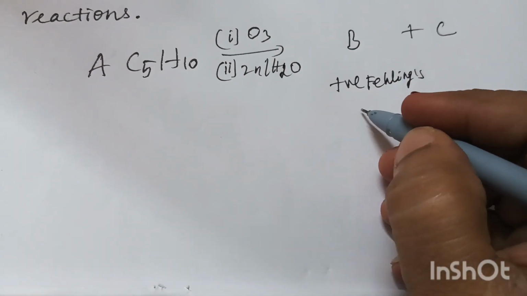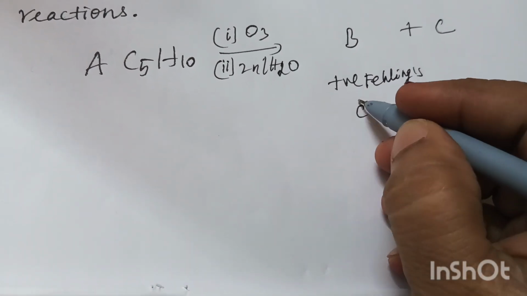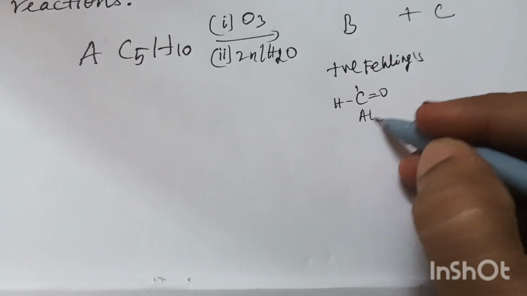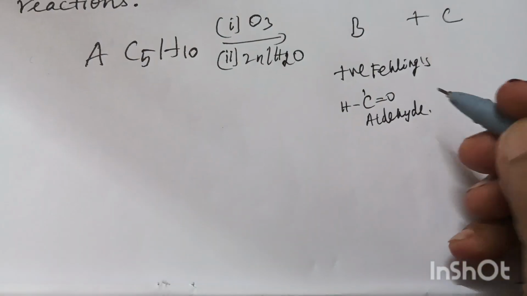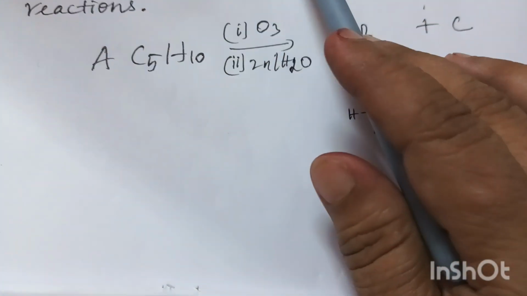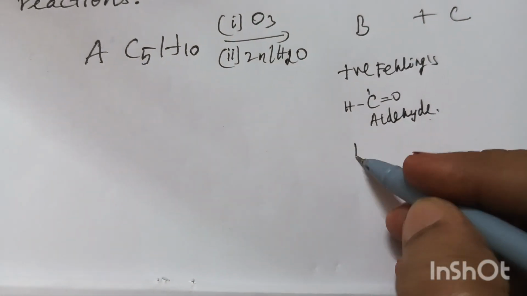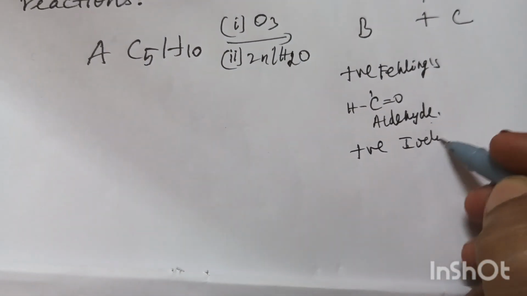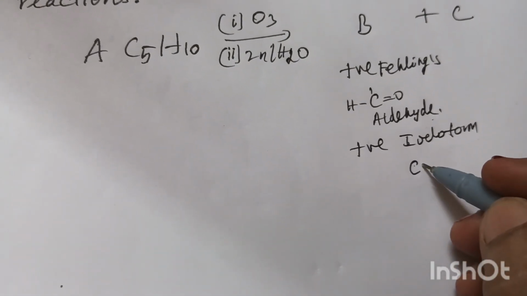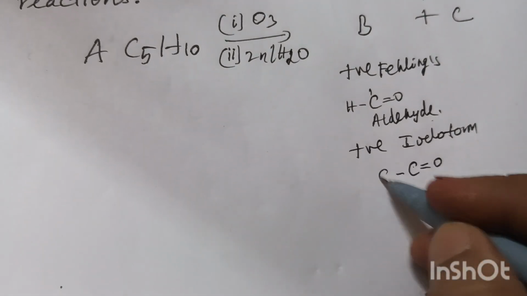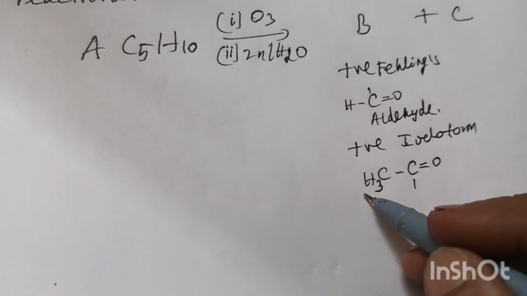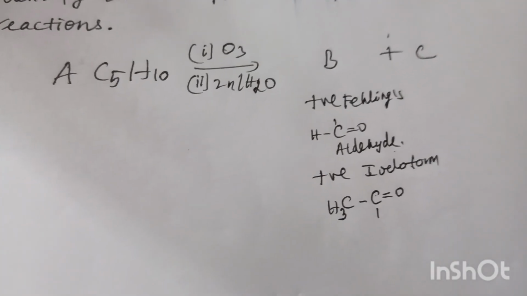That means it should be an aldehyde. As it is a positive Fehling's test, it should be an aldehyde. As well as it gives a yellow precipitate with iodine and NaOH, that means a positive iodoform test. So a positive iodoform test means it should have a C double bond O, and the neighboring carbon should be CH3. Then only it will give a positive iodoform test.